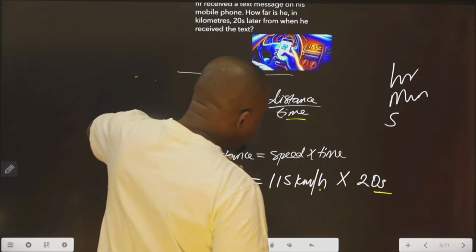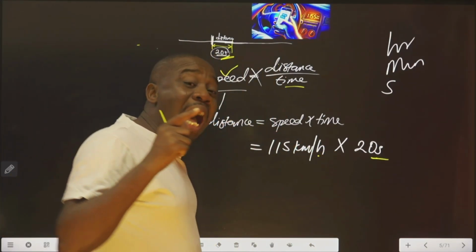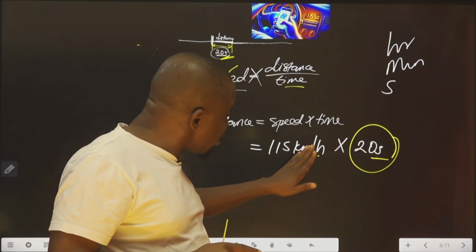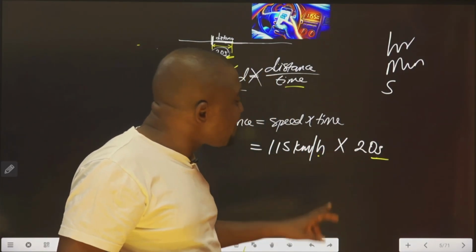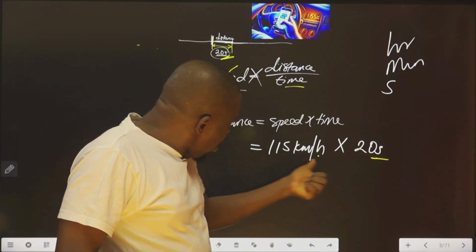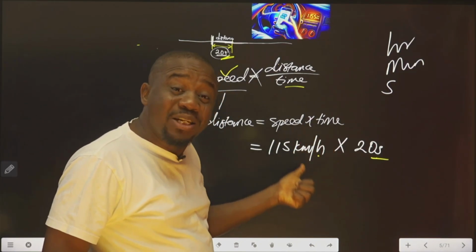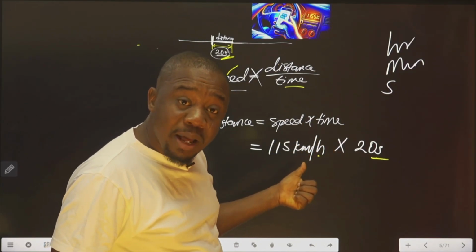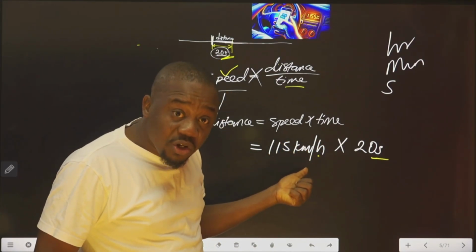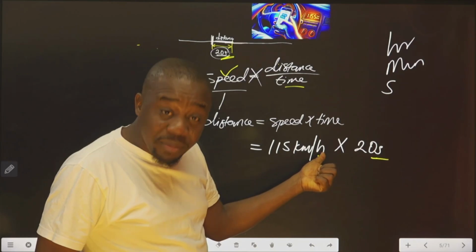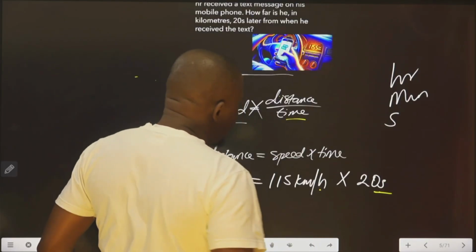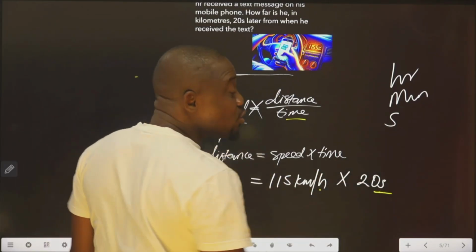If I need to go to hour, that means I have to convert this to hour, then leave this one as it is. If I want to go to seconds, I should convert this denominator to seconds. That means I have to do meter per second, replacing the k with 1,000, then the denominator by 60 multiplied by 60. But we are not going to do that. We are going to convert this to hour.